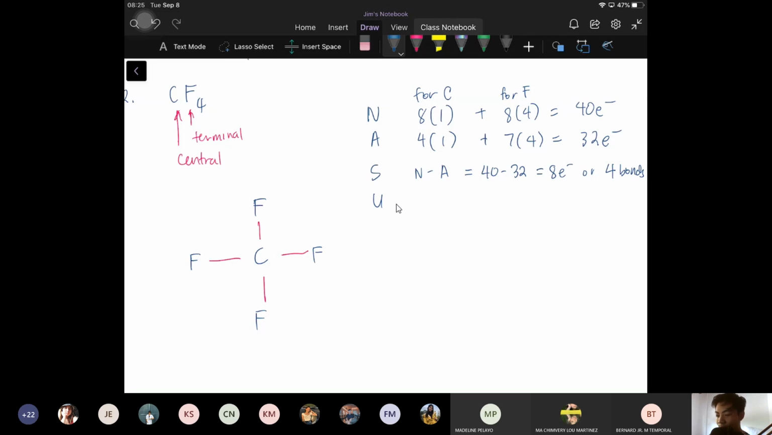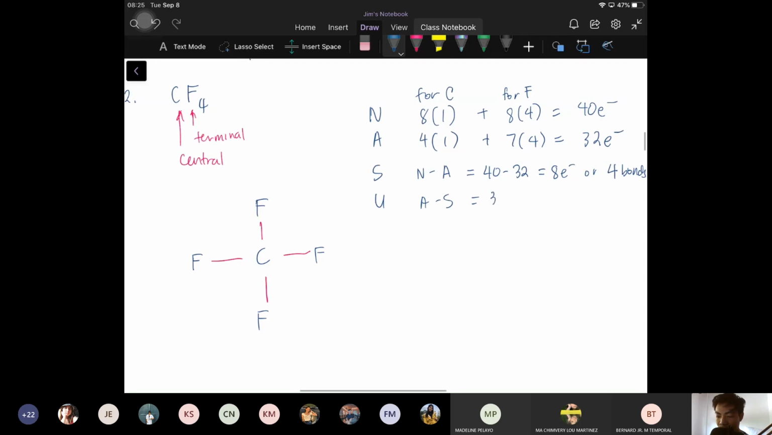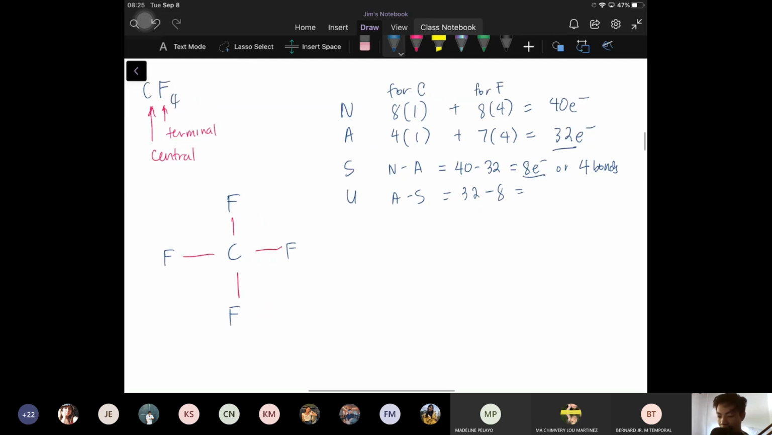How about U? U is the unshared electrons. So paano natin isasolve yan? That is A minus S. So that is 32 minus 8. Ilan yon? 24. Tama ba? 24.